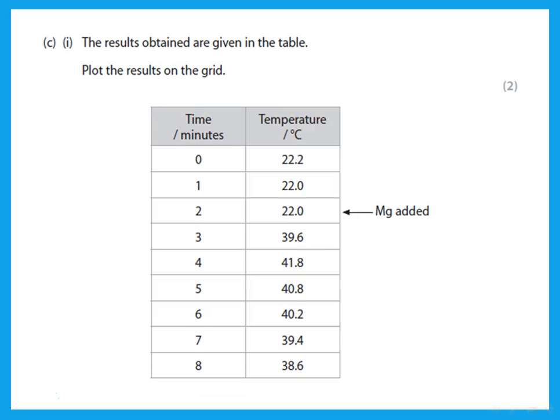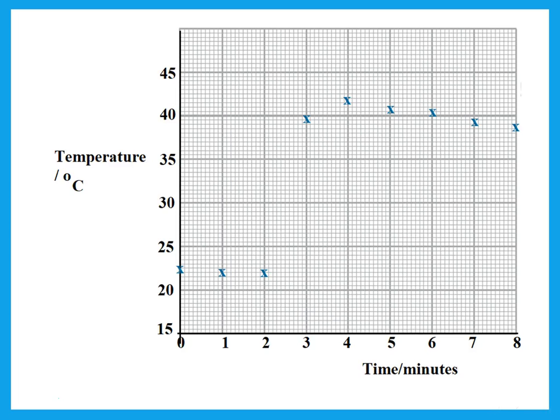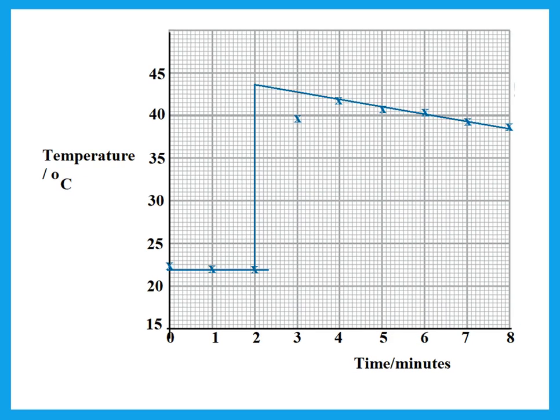Then the results obtained are given, and he has a table and he's telling you to draw the graph. Notice that he added the magnesium at time 2 minutes. So I plot the graph with x's, and then at 2 minutes, that's when I added the magnesium. So I join, remember how we do this curve? We join until the time when I added the reactant, and I go up straight to intersect with the other points in order to have the maximum temperature rise. So this is the graph that you should have.